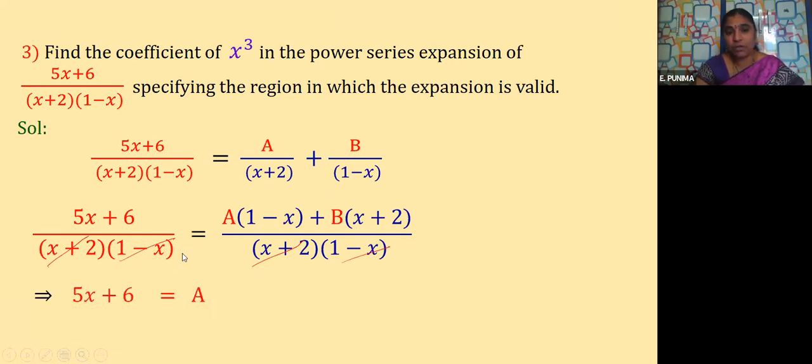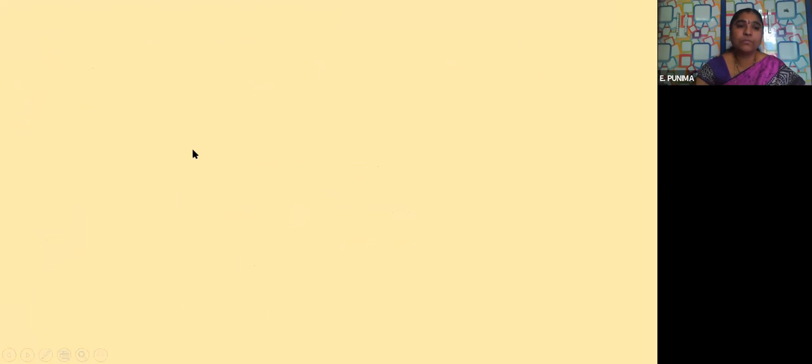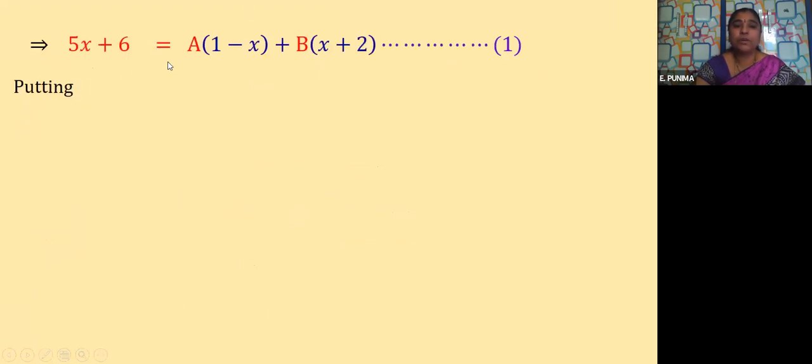5x plus 6 is equal to a into 1 minus x plus b into x plus 2. Again here we have two constants and two linear factors. So we can substitute a value for x. Okay, children. So let us substitute the value for x as 1, because by putting x is equal to 1, this term becomes 0.